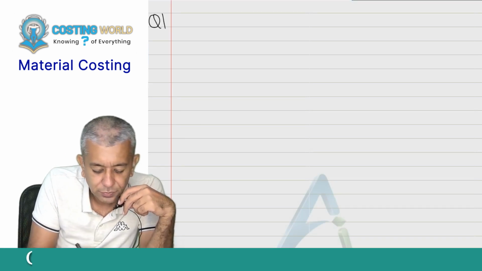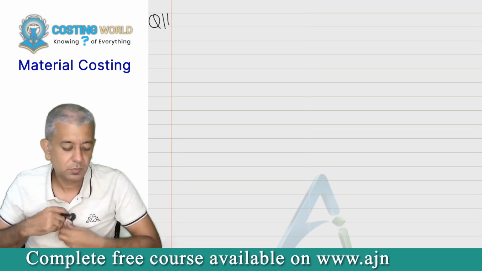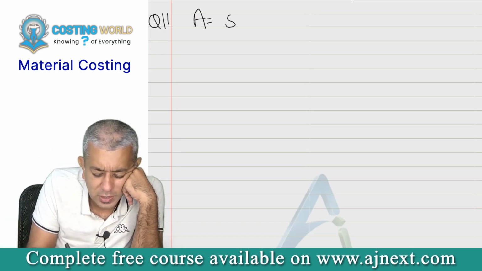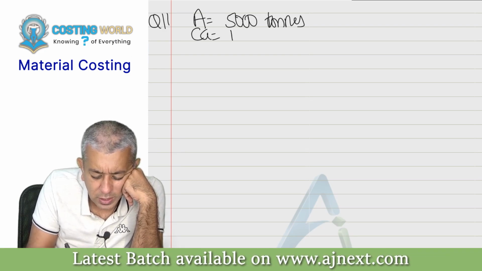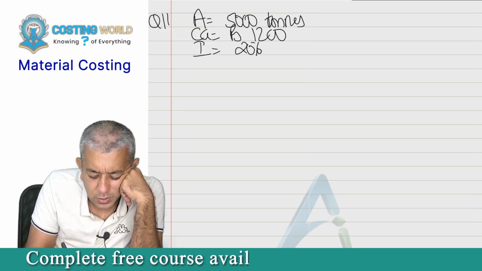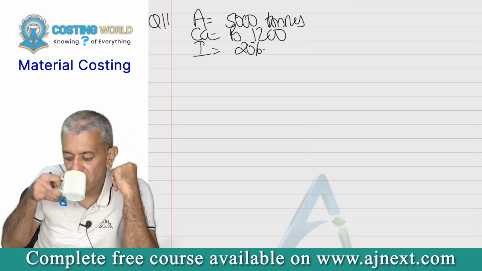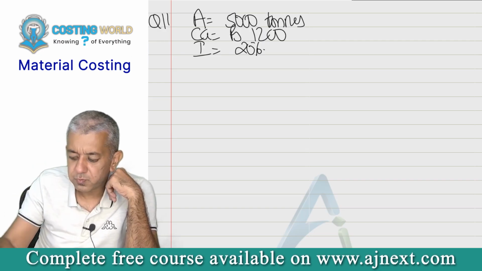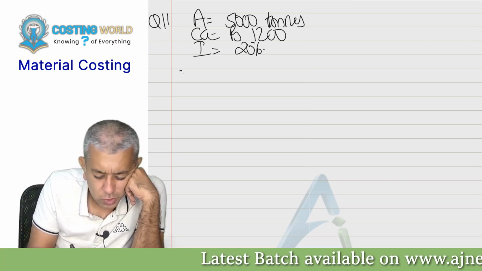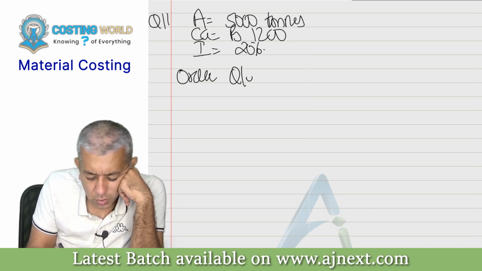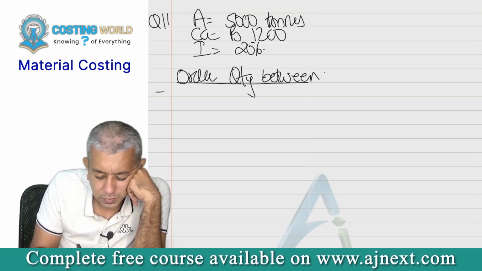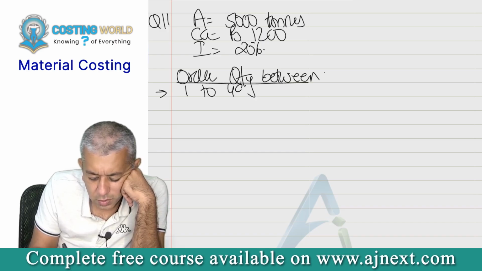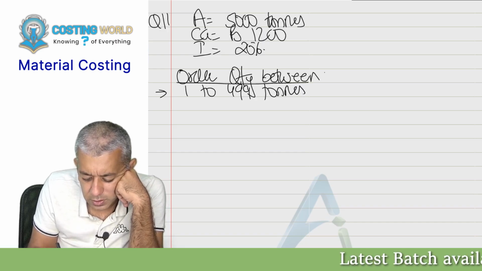Question number 11. So I'm writing few things. A is 5,000 units. Tons I'm writing, tons. CA is rupees 1200. I is equal to 20%. So, order quantity between 1 to 499 tons.